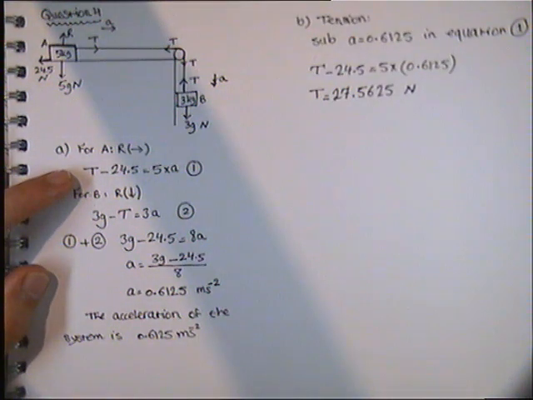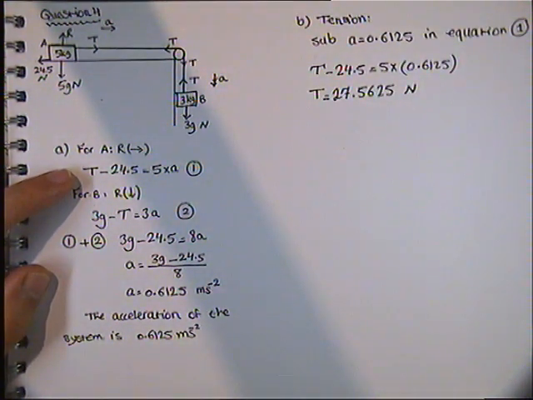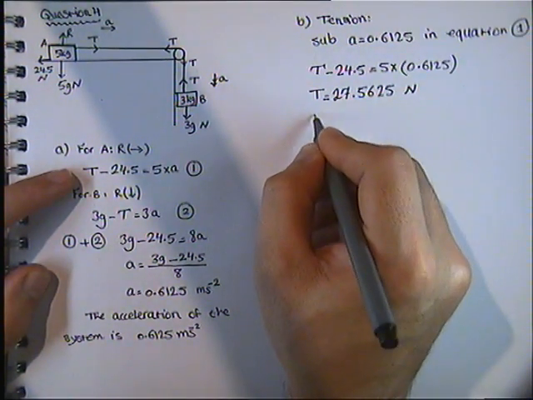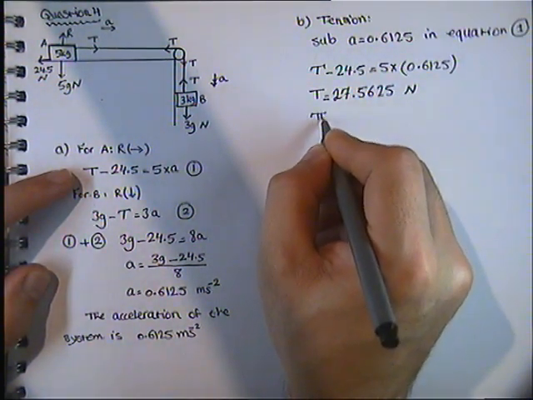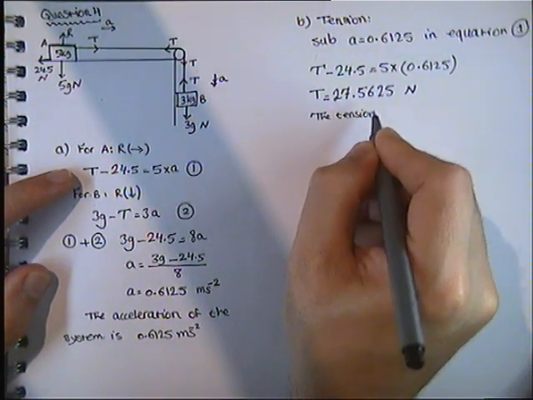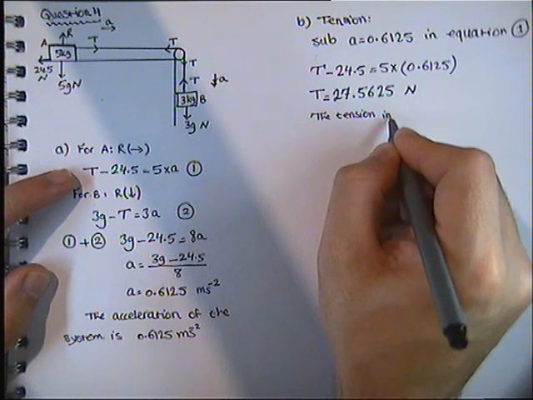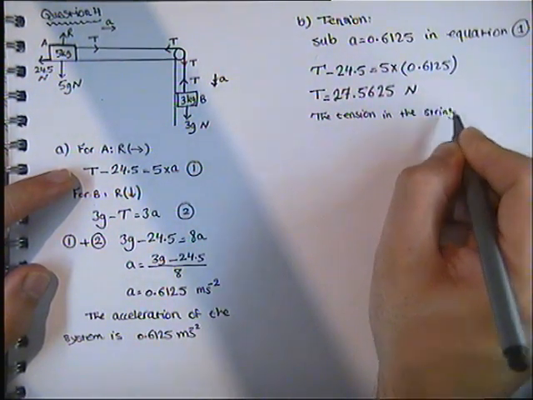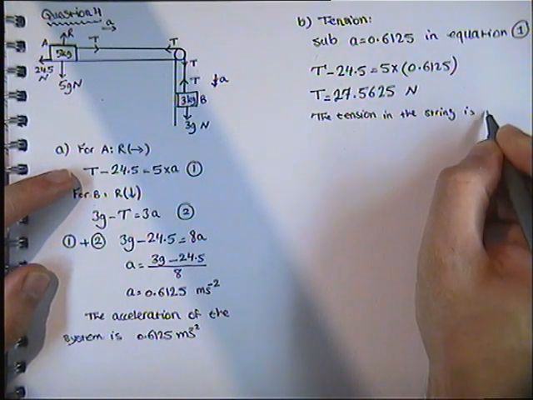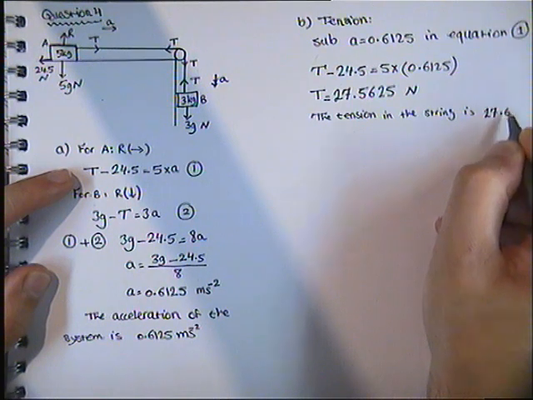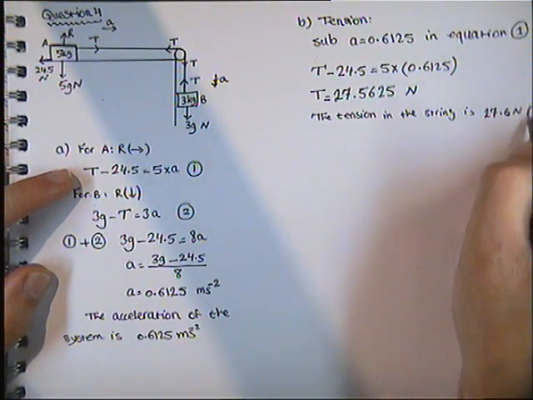The tension in the string is 27.6 Newtons to 3 significant figures. So the tension in the string is 27.6 Newtons to 3 significant figures.